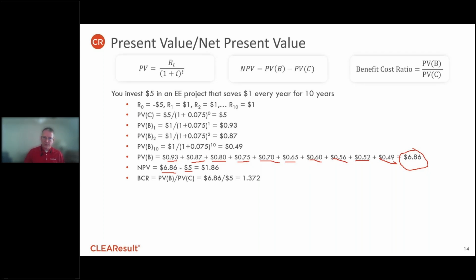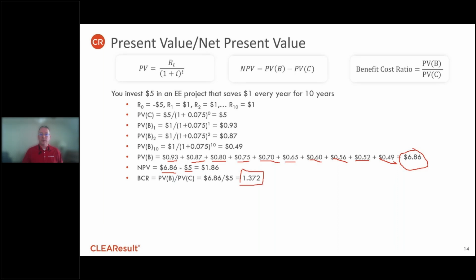Then benefit cost ratio tests. This is not one of the 5 that I talked about a minute ago. This is just a generic BCR. The present value of benefits over the present value of the cost. Plug those numbers in, and then our result from our cost effectiveness test would be 1.372.